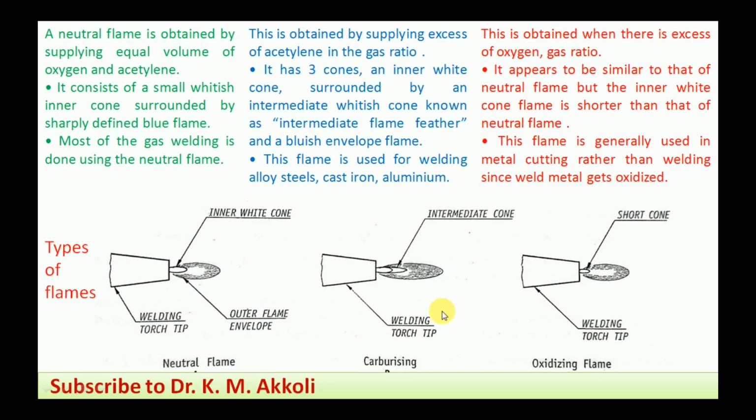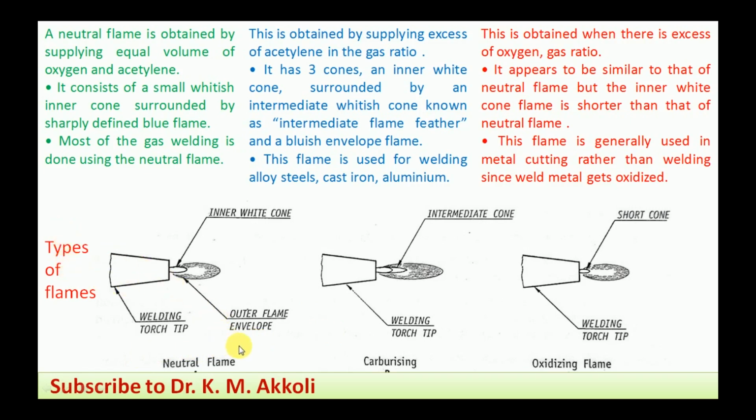The next one: as we know, the major source for heating the base metal up to the melting point is the combustion flame of oxygen and acetylene. How that flame is controlled and how much heat it will provide, we can decide based on the proportions of the oxygen and the acetylene. Based on the variation in the gas proportions, there are mainly three types of flames.